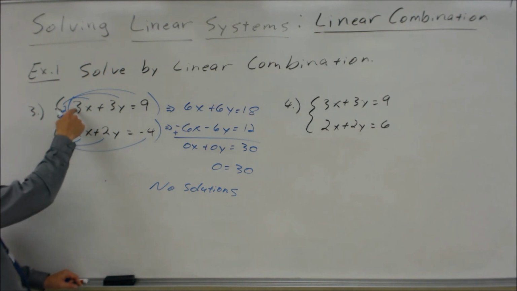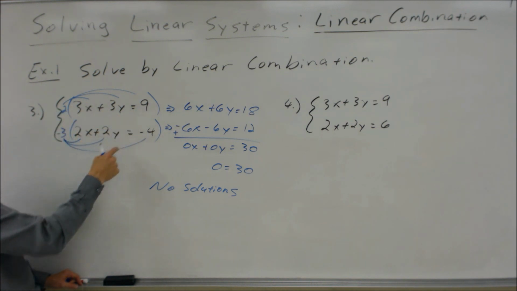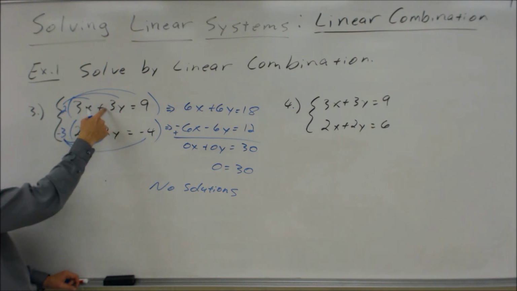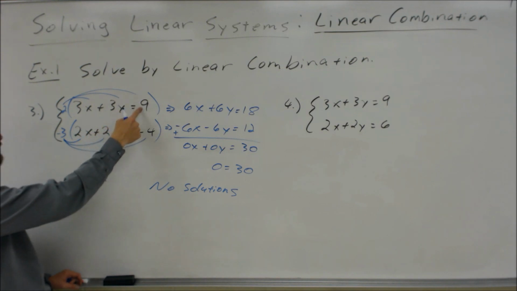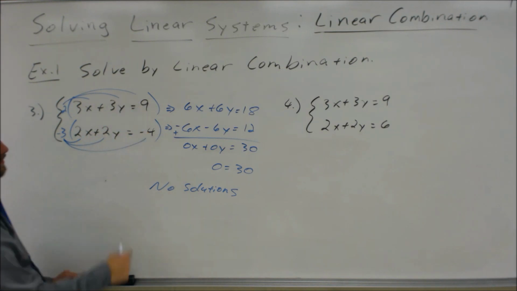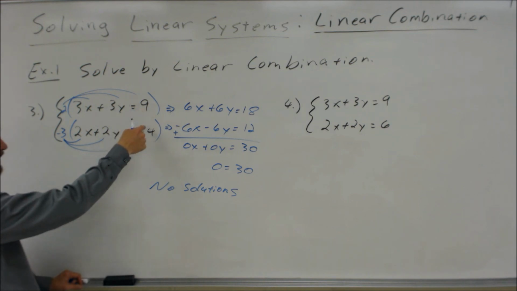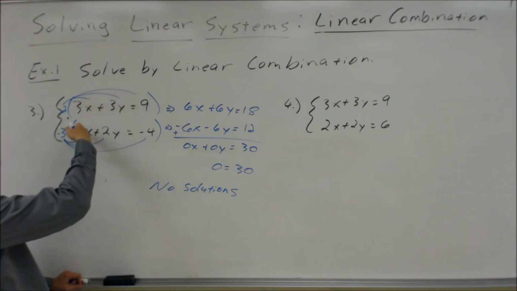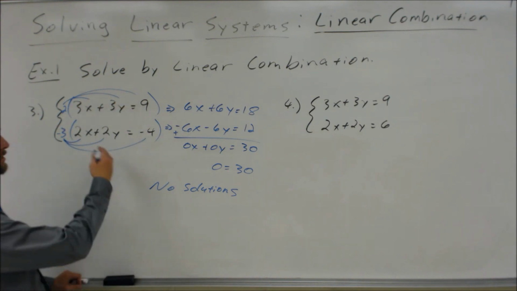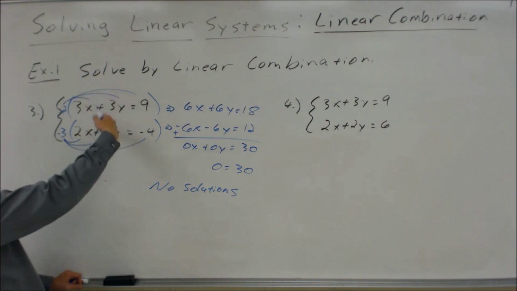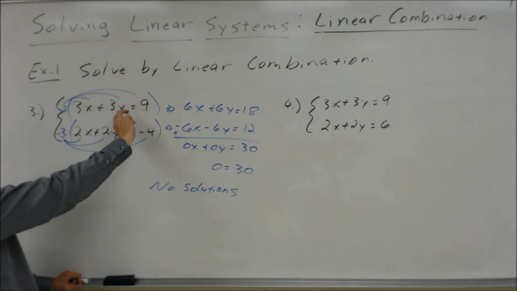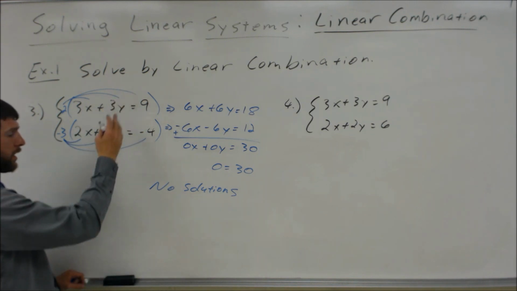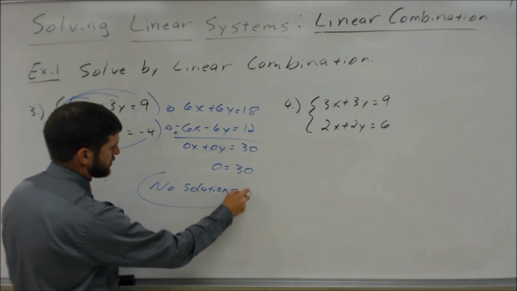Again, we can see it. 3 and 2, 3 and 2, 9 and negative 4. This one we divided by 3 and multiplied by 2. Divide by 3 and multiply by 2. Here, if we'd have divided by 3 and multiplied by 2, we wouldn't have gotten negative 4. We actually divided by 9 and multiplied by negative 4 to get that one. So it's not the 2/3, 2/3, 2/3. It's 2/3, 2/3 and negative 4/9. So we can see that those are not multiples of each other. Same slope, but the y-intercept, the constants, are not going to be the same. So no solutions in this case.